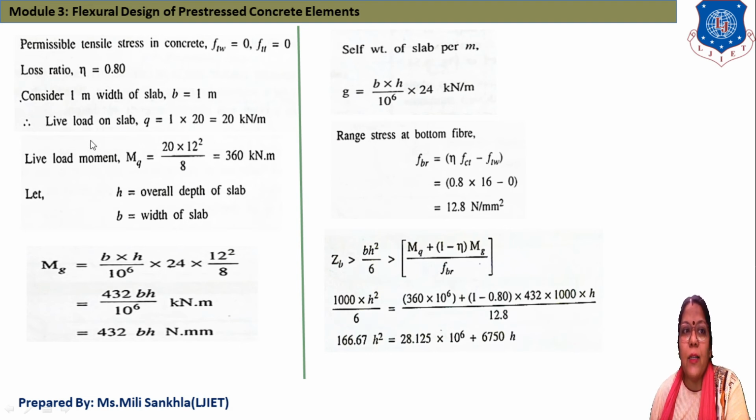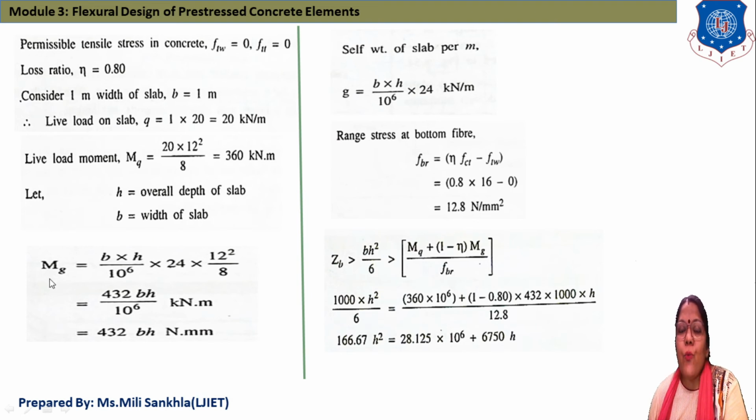W is the live load, that is 20. Spanning of this beam slab is given 12, so 12 square by 8, that is 360 kilonewton into meter. This one is the live load moment. Now H is the overall depth of slab and B is equal to width of slab.